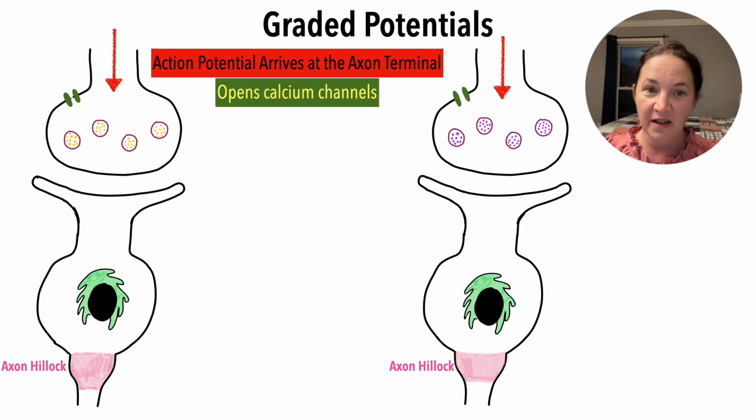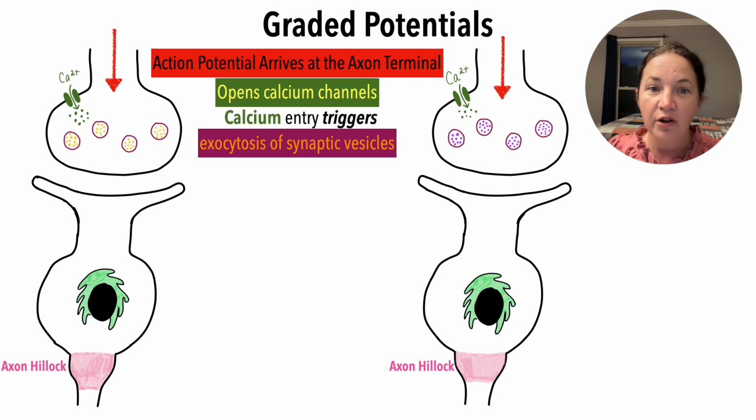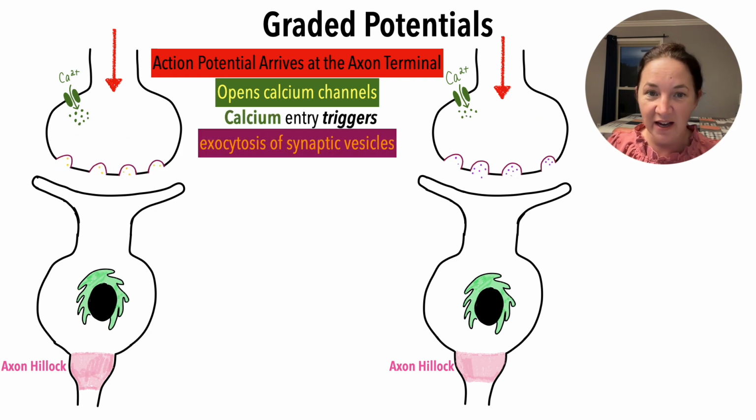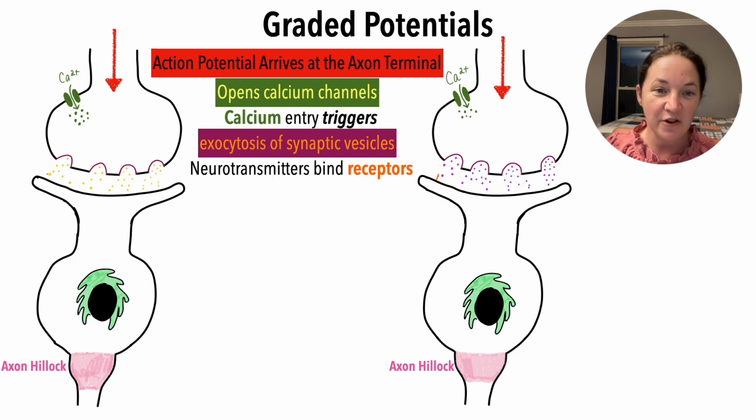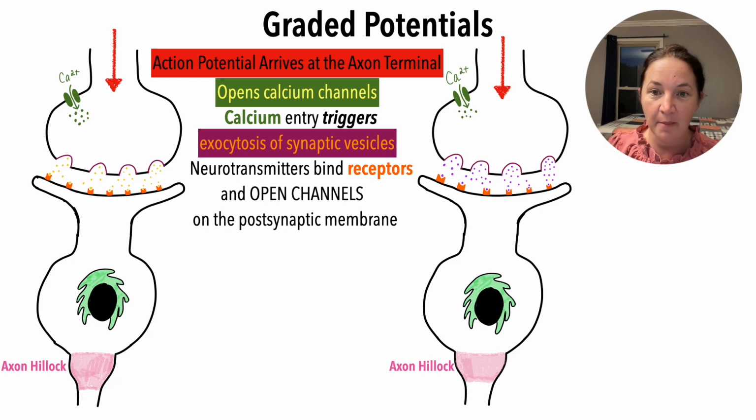So what happens is that the action potential opens calcium channels. This is the same, right? And then the calcium can enter into the axon terminal. That calcium entry will trigger the exocytosis of the synaptic vesicles, and you can see them diffusing across the cleft. That part was fun to make. And then the neurotransmitters will bind to receptors on the postsynaptic membrane, and they will open channels on the postsynaptic membrane. So seriously, everything I just drew there is the same as what we did on the previous slide. It's like a review of the steps of synaptic transmission.